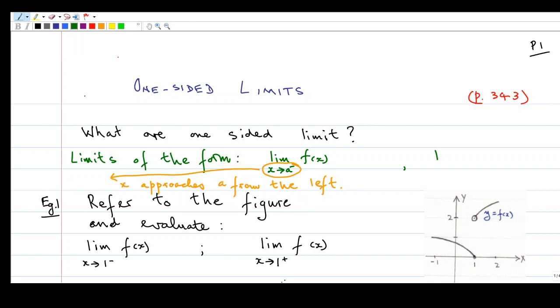You also get this limit of f of x as x approaches a from the right. Right, so this means x approaches a from the right.